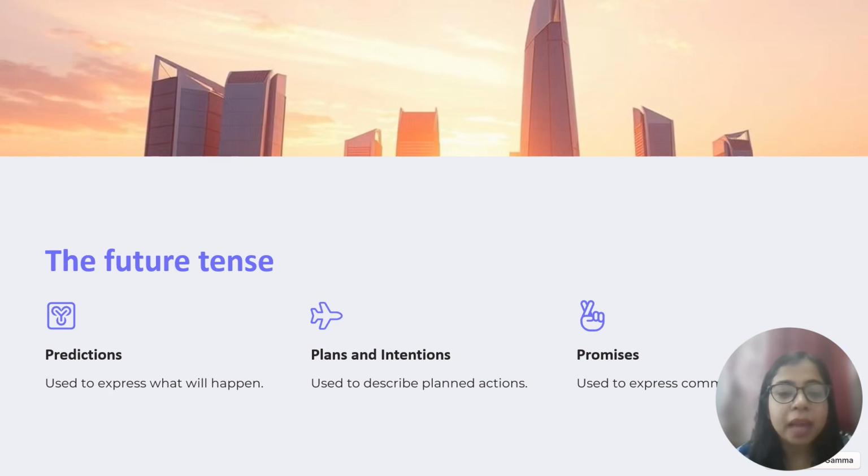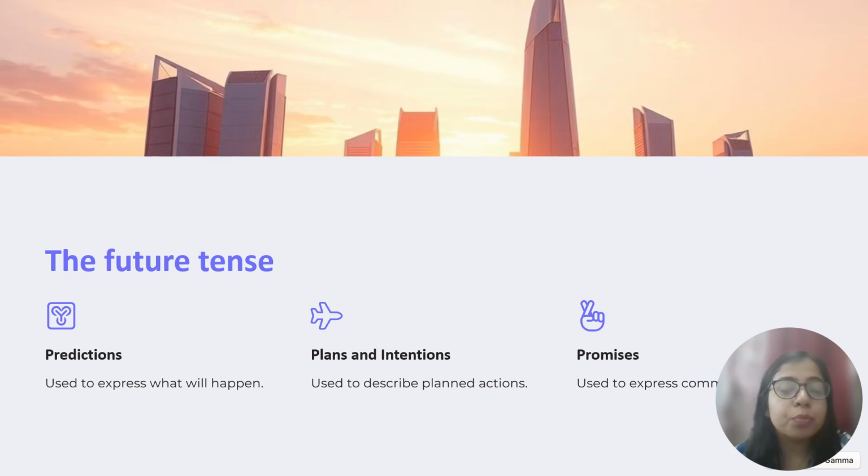Okay. Next is plans and intentions, used to describe planned actions. Like the sentence I said, I will dance tomorrow. That is a planned action. I have already planned my day for tomorrow and I am describing it. Okay, then we use future tense.